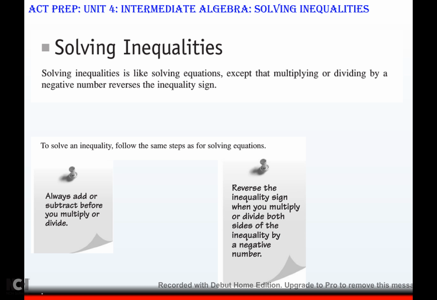Okay, so solving inequalities is like solving equations, except when you multiply or divide by a negative number, it reverses the inequality sign. So to solve an inequality, you follow the same steps that you do for solving an equation. It's just that if you multiply or divide by a negative, you have to flip the inequality sign.